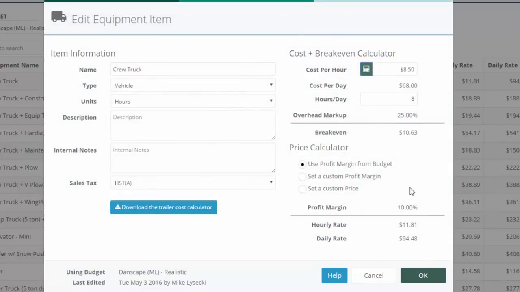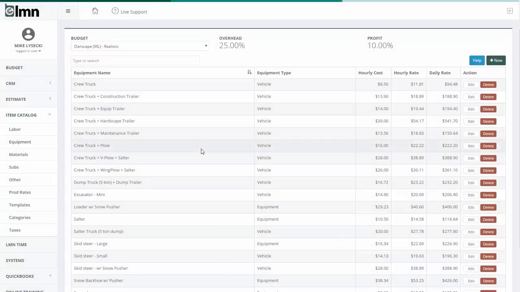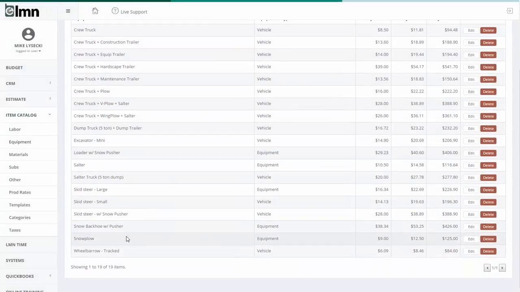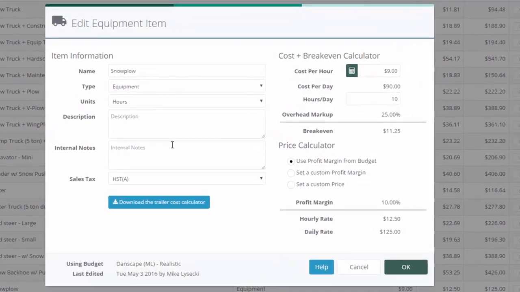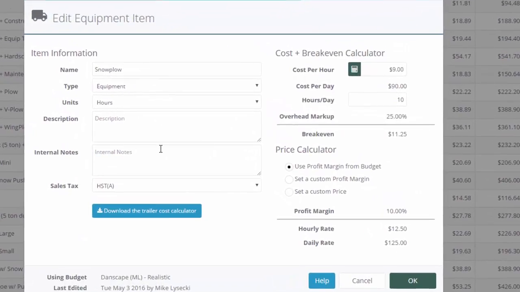That's our truck, but now we need to figure out what our cost is on a plow and possibly on a salter. So what I'm going to do is just go through the exact same process, this time for a snow plow, but I'm only going to factor the cost of the plow. I'm not going to worry about the truck with it.